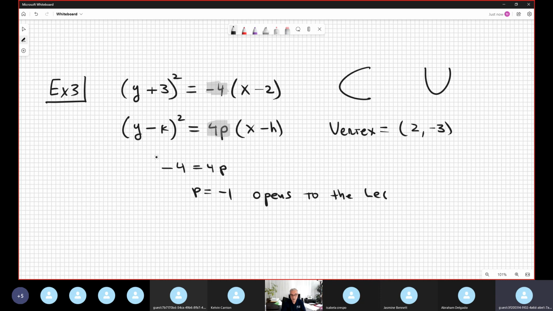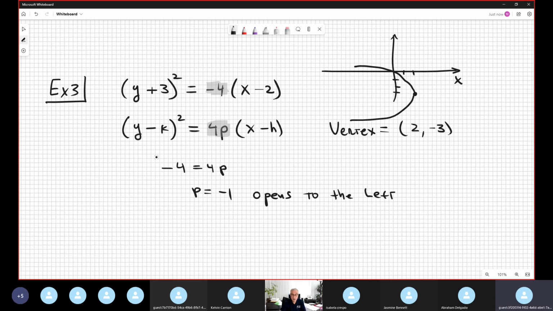Yes. Okay, so I have a rough idea how my parabola looks. The vertex is located at the point 2, -3. I plot this point. This is the vertex. Then my parabola opens in that direction. Okay, but I need more details. So I have in my hand P, H and K.